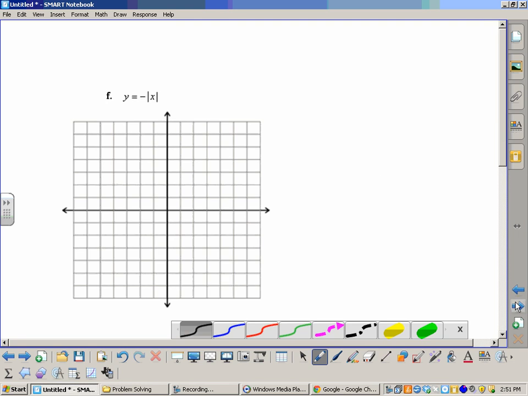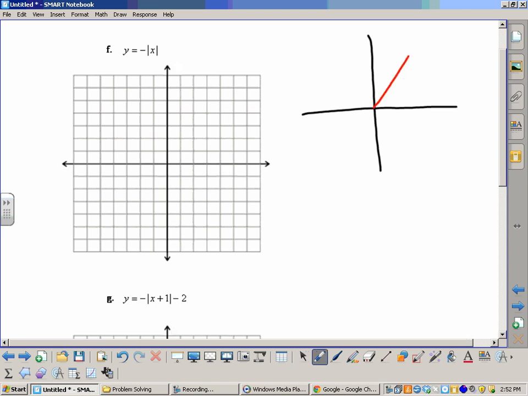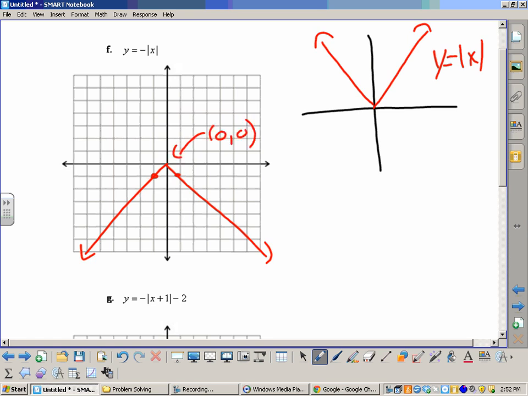But we'll keep going. Here's F. So F is absolute value. We know that a normal absolute value graph, I usually use a different color. Here's the normal absolute value graph, y equals absolute value of x. And with the negative in front of it, that's just going to be a flip. So we're actually going to have a negatively sloped line, or the upside down V, and the y-intercept and the x-intercept are 0, 0. Done.